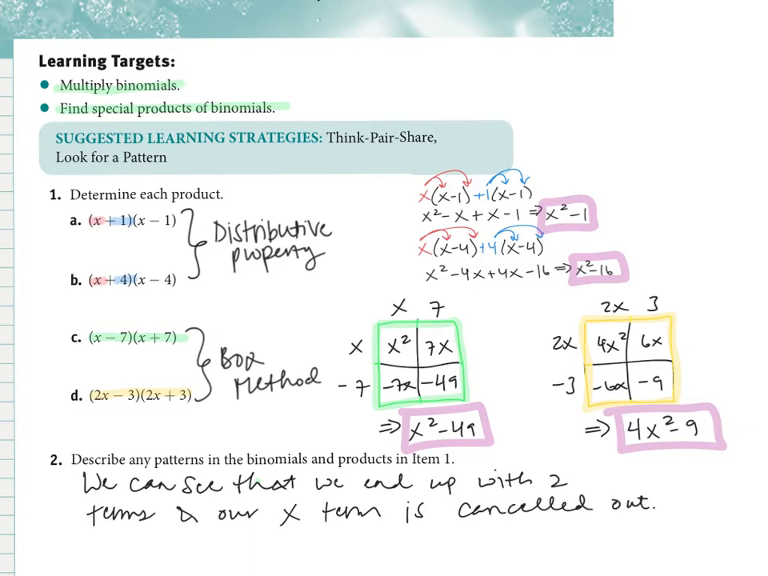Nice. So that's something we can use to predict when we have these problems. If you didn't notice, if we look at our parentheses, the only difference between these 2 is our addition and subtraction sign. The same goes for part B. The only difference between these 2 binomials being multiplied is the addition and subtraction sign. So that's a pattern that we can notice. If we have the same binomial multiplied times itself, but the only difference is the addition and subtraction signs, then we know we're going to be left with just 2 terms where our middle x term will be canceled out. That's a pretty cool pattern that we can start to notice here.